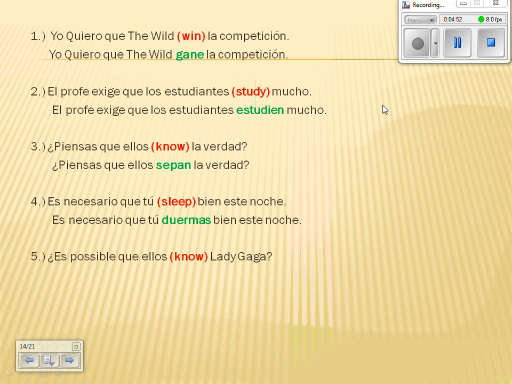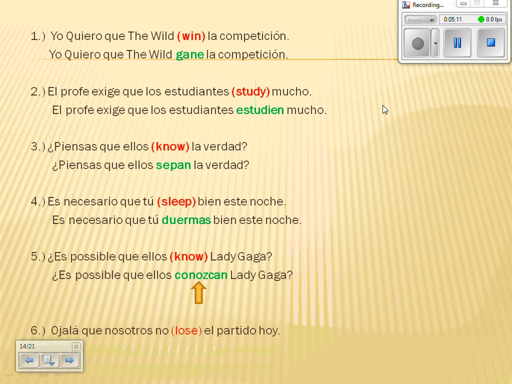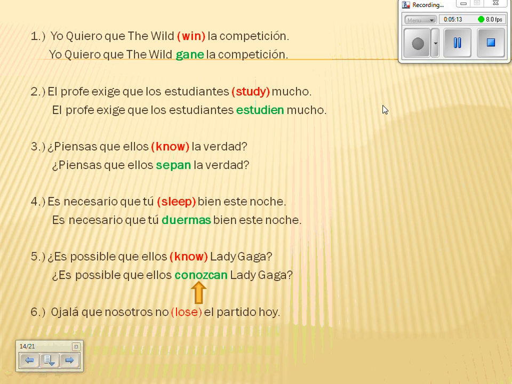Number 5. Es posible que ellos know Lady Gaga? Es posible que ellos conozcan Lady Gaga. Remember to use the yo form of the verb. So we take conozco, remove the o, and change it to conozcan. Lastly, number 6. Ojalá que nosotros no lose el partido hoy. Ojalá que nosotros no perdamos el partido hoy. Perder may be an E to IE stem changing verb, but remember we are using the nosotros form, so the stem does not change.